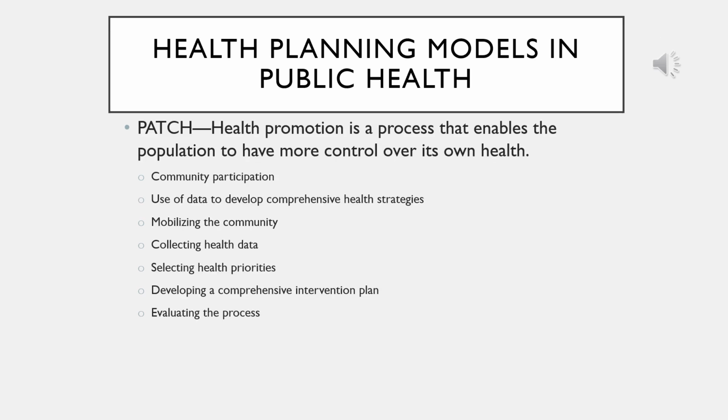The PROCEED is going to include things like policy, regulatory organizations, and organizational constructs in education and environmental development. Another plan that we can use in public health planning is the PATCH model, and this is a health promotion process that enables the population to have more control over its own health. An essential element of the PATCH model is community participation, which is used to develop comprehensive health strategies. The PATCH model also achieved this through mobilizing the community, collecting health data, selecting health priorities, developing a comprehensive intervention plan, and evaluating the process.